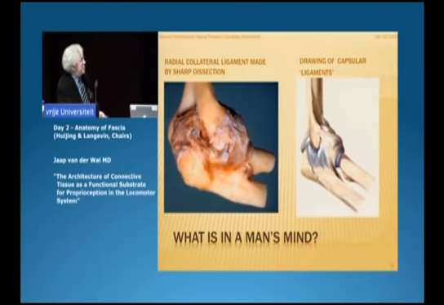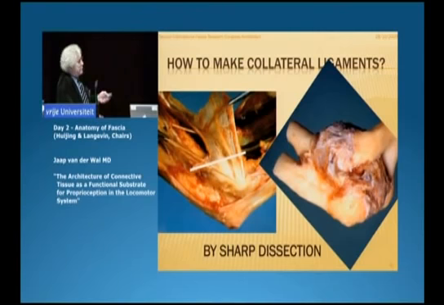And we all start to think about collateral, radial and collateral ulnar ligaments. How to make a collateral ligament? First you do it in your mind. First you think they are there, and then by sharp dissection you make them. It's not in this way.